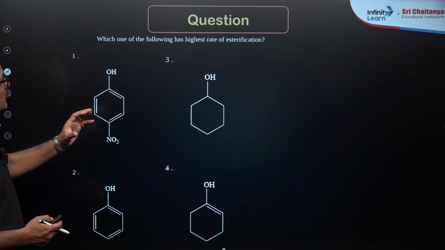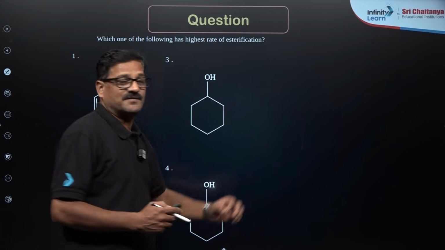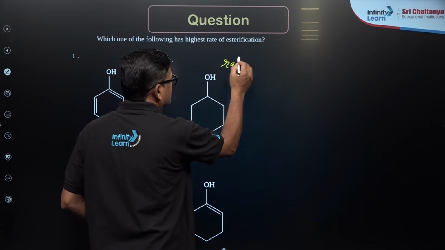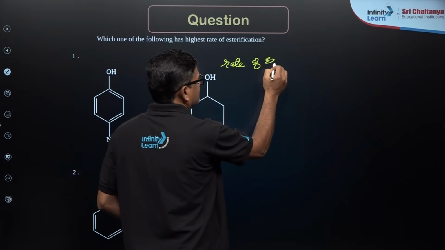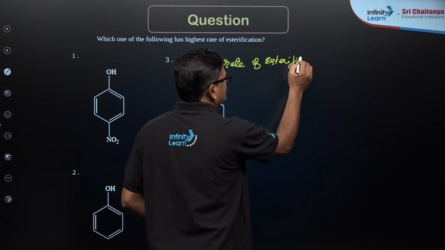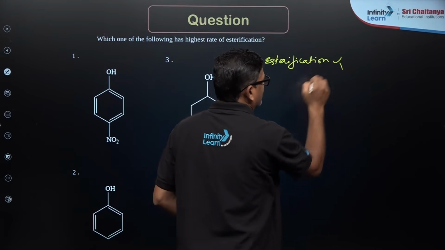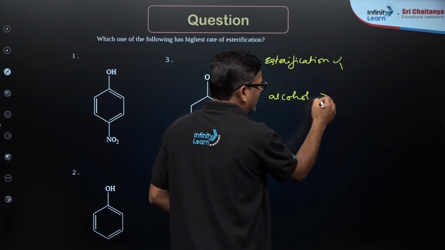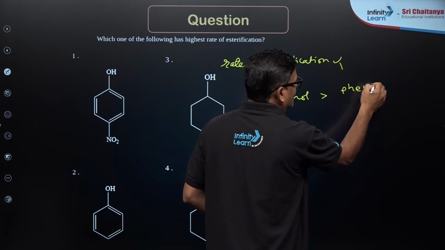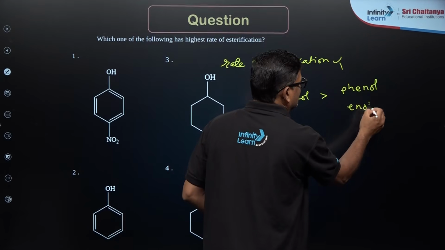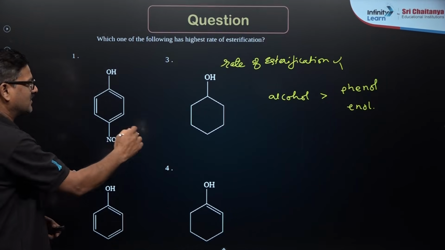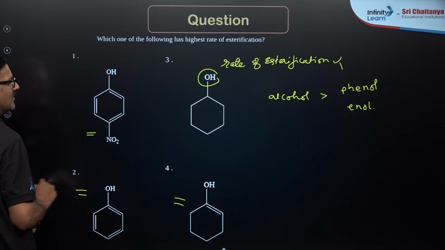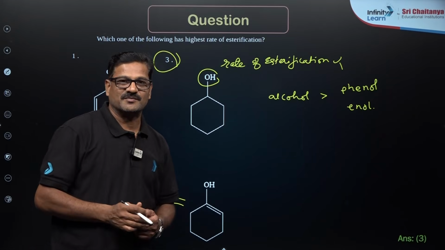Students, here is the question, which of the following has the highest rate of esterification? The rate of esterification is directly proportional in these alcohols is greater than phenols and enols. So if you say highest is for this, this is your alcohol, this is phenol, enol. My answer for this question is going to be 3.